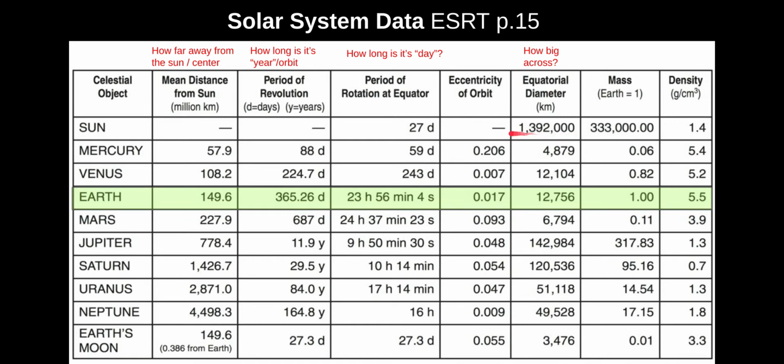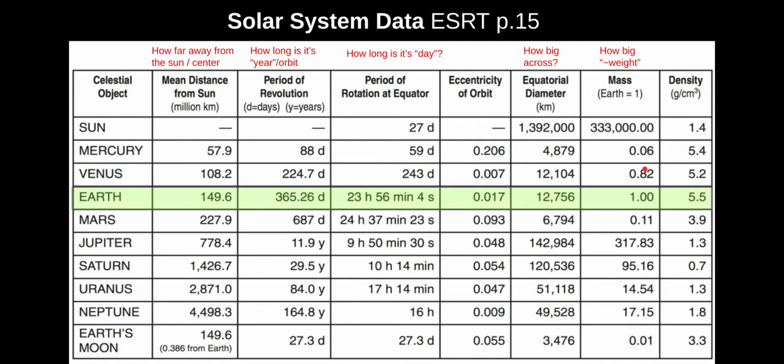Notice how massive the sun is, right? Here's Earth by comparison. Okay. The next column is mass. Kind of think about mass like matter. We can think about it as like weight a little bit, although that's technically not correct. So what they're doing is they're comparing every planet to Earth. They gave Earth a mass of 1 here. So the sun is 333,000 times more massive than the Earth.